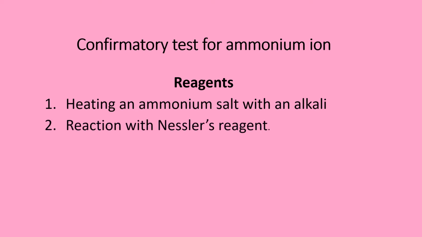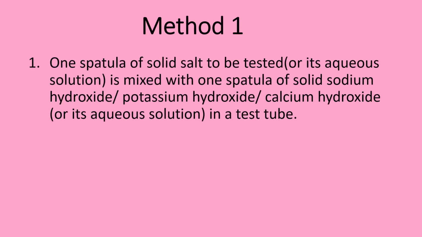Now, confirmatory test for ammonium ion. Reagent: heating an ammonium salt with an alkali. Now we go to method 1. One spatula of solid salt to be tested, or its aqueous solution, is mixed with one spatula of solid sodium hydroxide, potassium hydroxide, or calcium hydroxide. Actually, for this method, we would like to use the hydroxide ion, in a test tube.